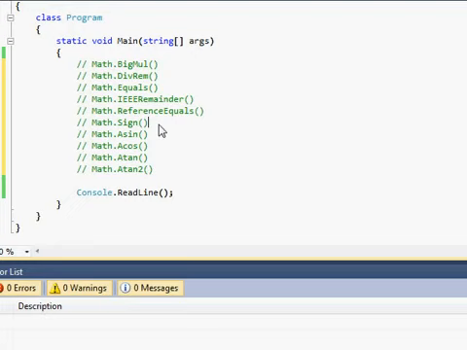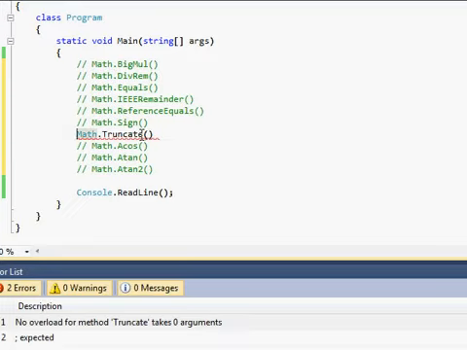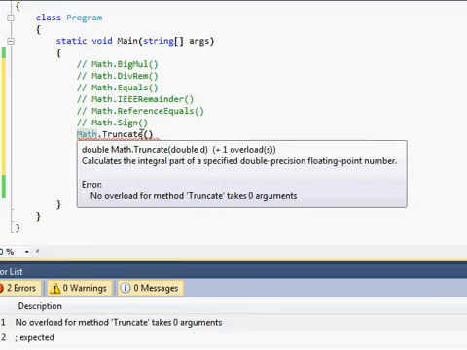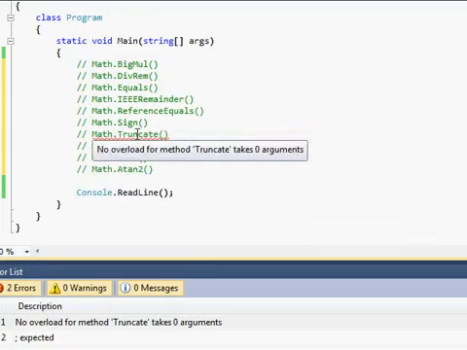Sign, you give it a number and it returns the sign. So if it's a negative number, it will return negative. If it's positive, it will return a plus sign. And then there's also Math.Truncate, which calculates the integral part of a specified double-precision floating-point number. Don't really know what that means because I don't know what truncating is.